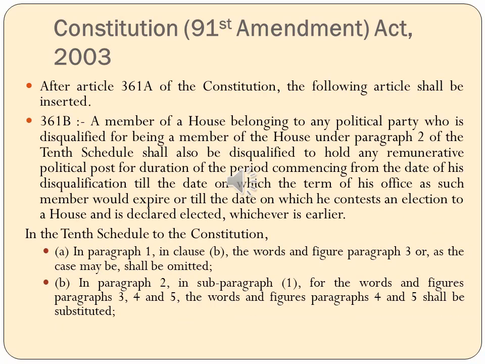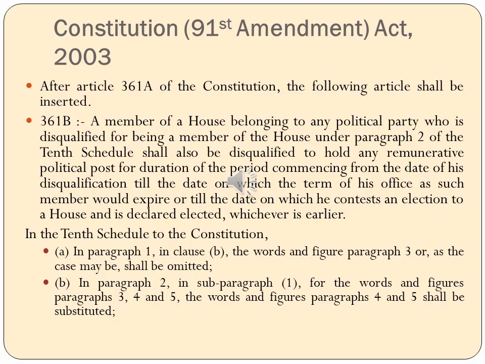Article 361A of the Constitution also specifies the addition of Article 361B, that is, a member of the House belonging to any particular political party who is disqualified for being a member of the House under paragraph 2 of the 10th schedule will also be disqualified to hold any remunerative political post for the duration of that particular period, that is commencing from the date of his disqualification to the date his term of office as such member would expire, or until the date on which he contests the elections for the house and is declared as elected, or he wins and comes back to that particular house, whichever is earlier.